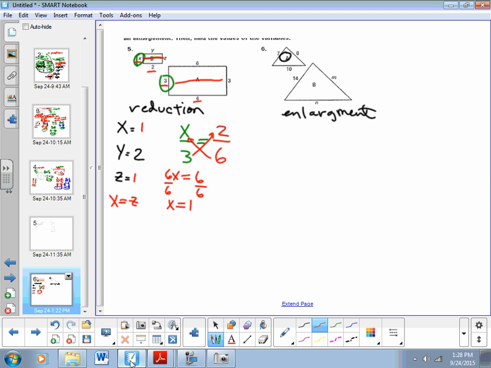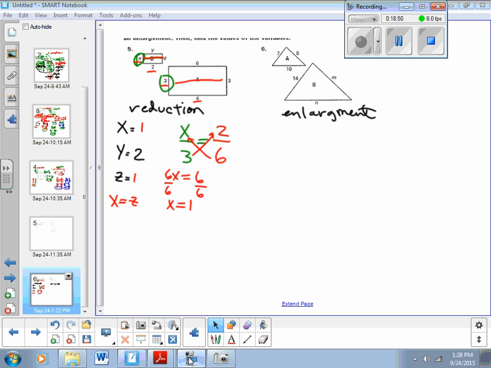All right, see if you guys can do number 4 then, or number 6. See if you guys can do number 6. I'm going to give you 2 minutes on number 6. I want you guys to try to set it up as best as you can.